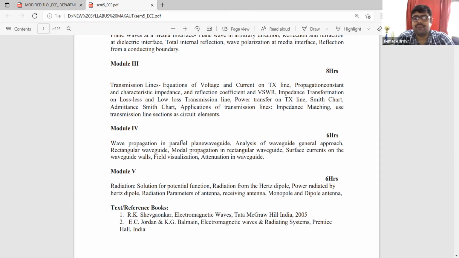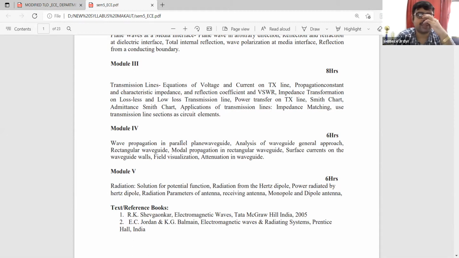Next, module 5. That is the radiation pattern. You will see the different types. So that is the antenna section basically. So in this section, what you have to study, you have to see the different types of radiation patterns. So module 5, the radiation: solution for potential function, radiation from the Hertz dipole, power radiated by Hertz dipole, radiation parameters of the antenna, receiving antenna, monopole and the dipole antenna. So different types of antenna. Already I have mentioned, this is the antenna section.